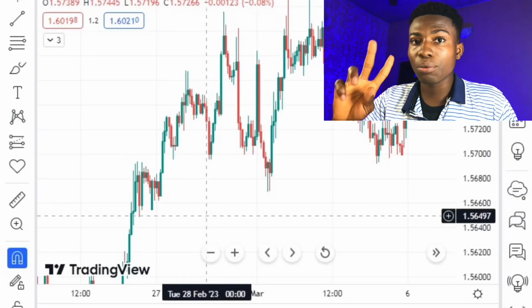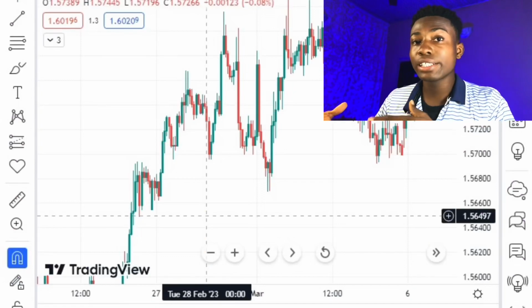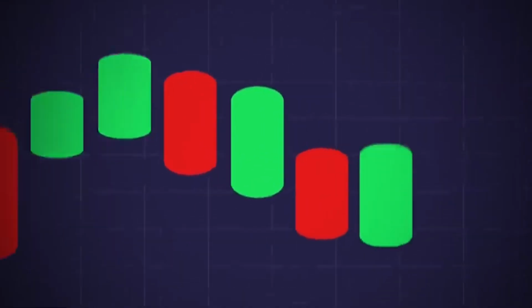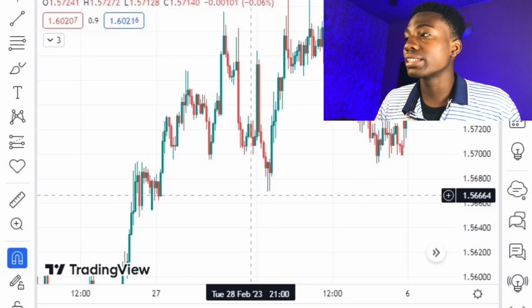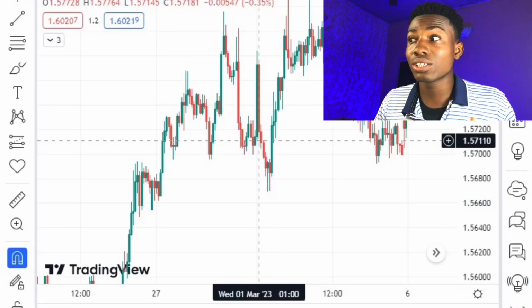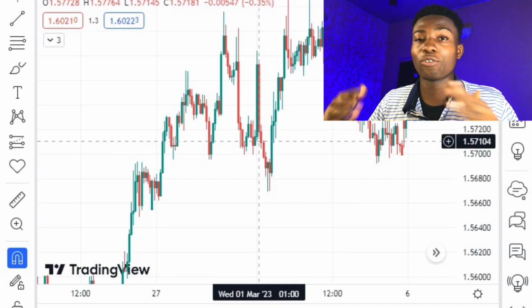Now, in terms of entry, there are only two entries that we can take in the market. It's either a buy entry or a sell entry. A buy entry is when you expect the market to go up, and a sell entry is when you expect the market to go down. When we look at the chart, we can only see two colors of candlestick, and there will only be two colors for differentiation.